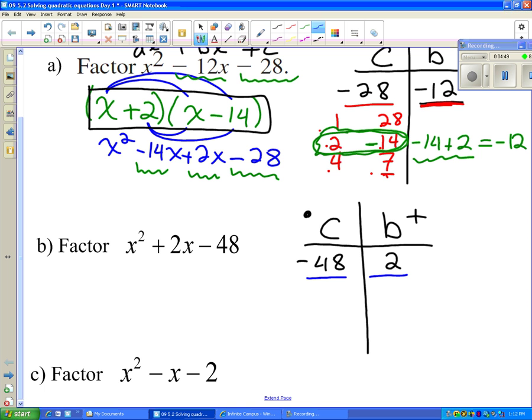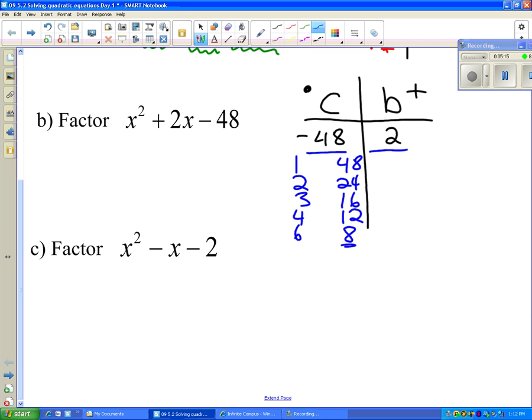Well, what multiplies to be negative 48? 1 and 48. Again, one of these is going to have to be negative. 2 and 24. 3 times 16. 4 times 12. 5 does not go into 48. 6 times 8. 7 does not go into 48. 8 goes into 48 6 times, but that's a repetition. So these are all my factors. That tells me somewhere in here I should get a 2. Now, like I said, since it's a negative 48, one of my two numbers has to be negative. I want my answer to be a positive 2.